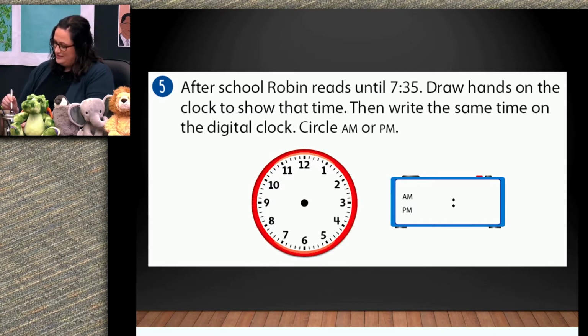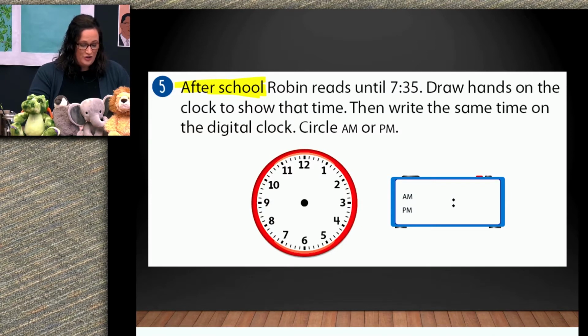After school, there it is again. After school, important. Robin reads until 7:35. Draw hands on the clock to show that time. Then write the same time on the digital clock. Circle AM or PM. If you have a clock, show it. If not, just write the digital time and circle AM or PM. I'm going to go ahead and show it on my clock while you're working on writing.